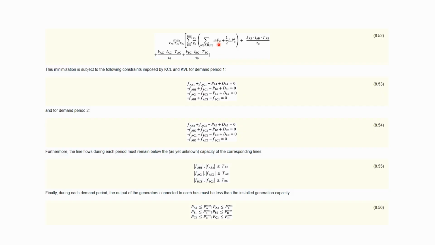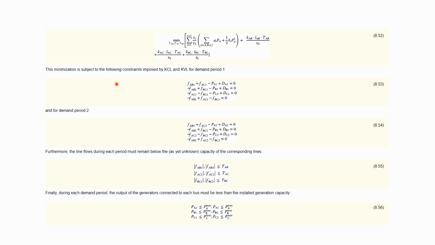So we minimize the total production costs, taking into account that we also have to build connections, and this is the yearly price, the average price of building connectors between A and B, and between A and C, and between B and C.